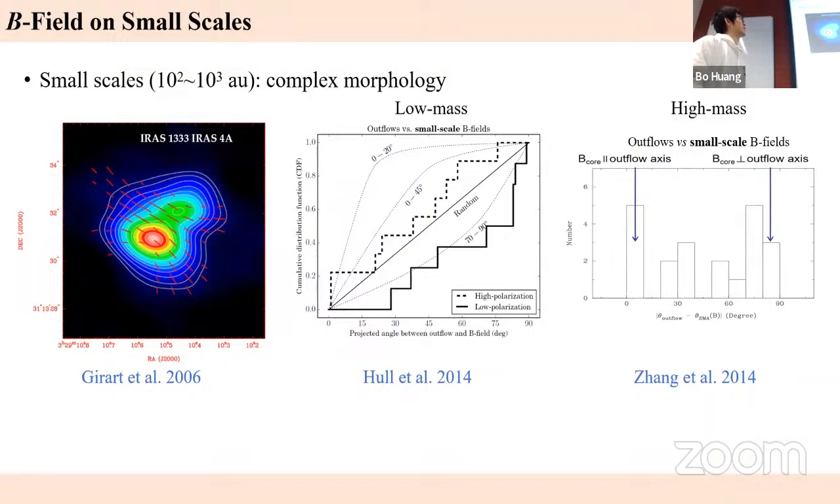So what about at small scale, like from hundreds to thousands of AU? The core magnetic field is always misaligned with the filament magnetic field. At core scale, the magnetic field always shapes an hourglass structure due to dragging of the field lines by infalling material. But many protostellar cores have a more complex morphology. Observationally, the magnetic field is misaligned with the outflow, in both low-mass and high-mass star-forming regions, which cannot be neglected at small scale.